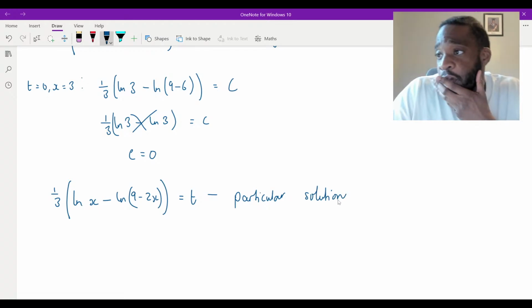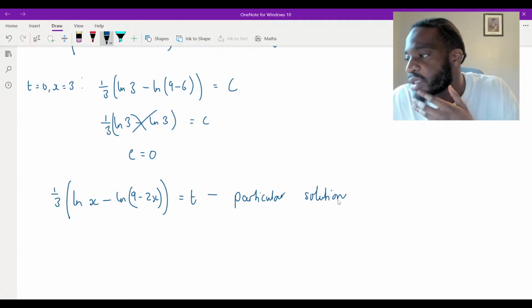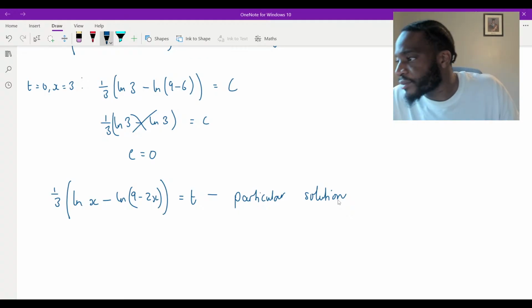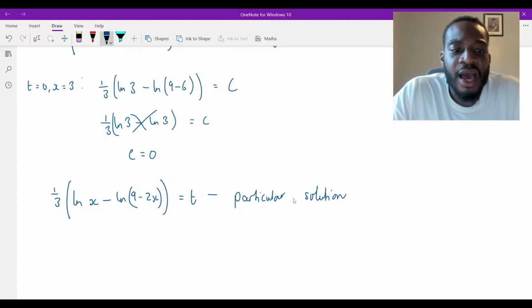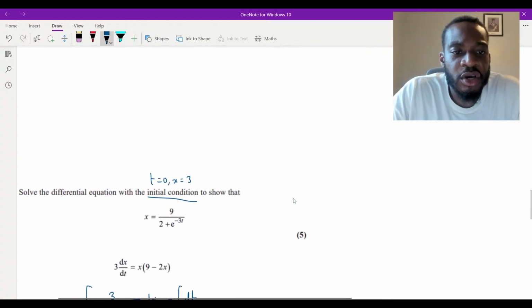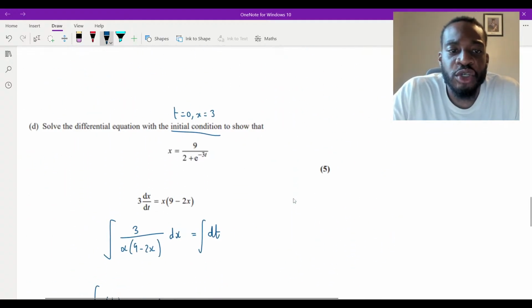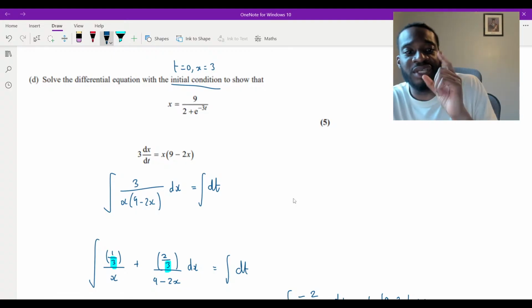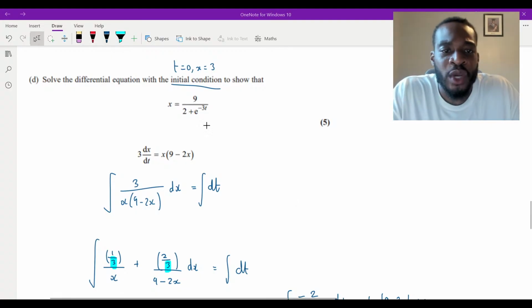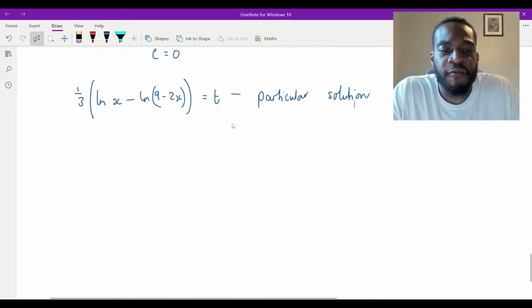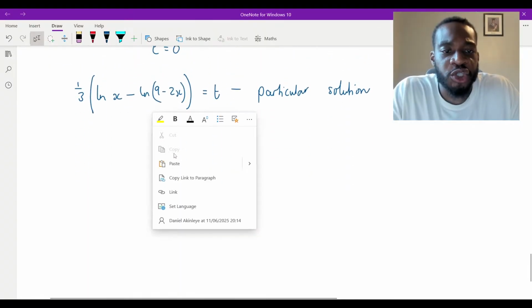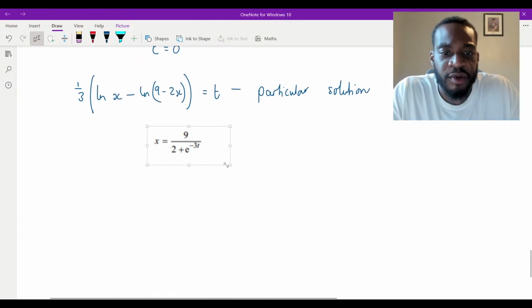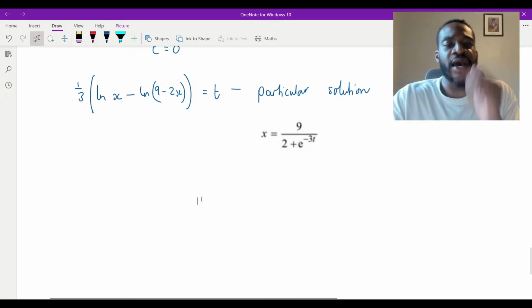Okay. Perfect. So now, let me just go back to chat. Okay. So now we've got that. Now remember what the question asked us to show. It said solve the differential equation with the initial condition to show that x is equal to that. So it's a show that question. So we know where we need to get to. So we found out what this is. So now we just need to use algebra to show that we get this expression here. So let's go ahead and do that.